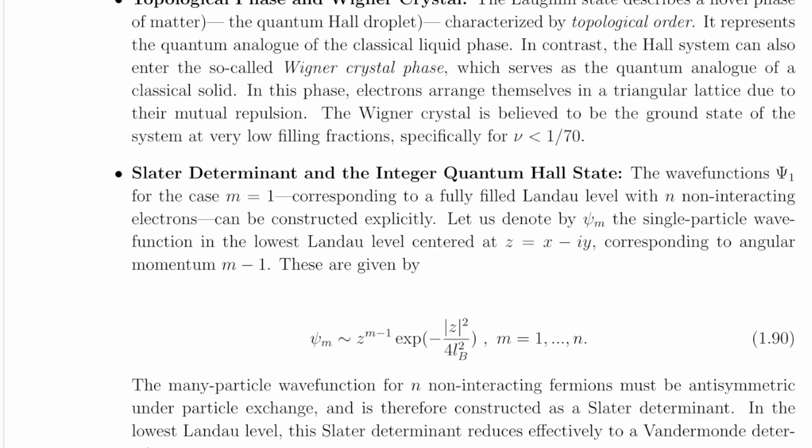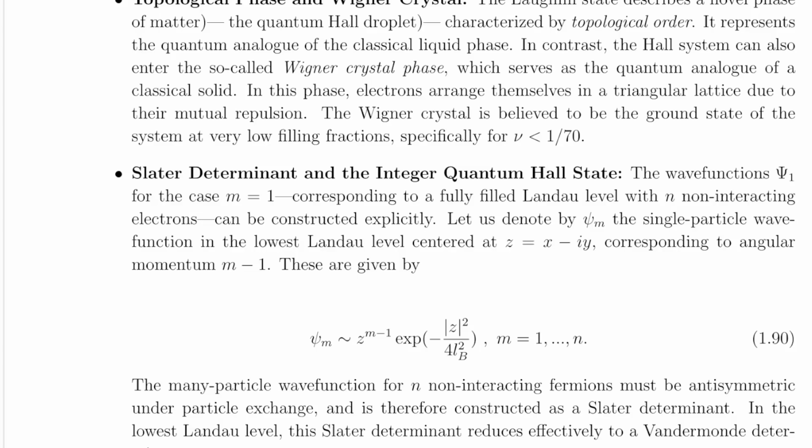At very low filling, below 1 over 70, the fluid becomes unstable. Electrons form a Wigner crystal, arranging into a triangular lattice. The Laughlin liquid and Wigner crystal represent two extremes, a quantum topological fluid and a classical electron solid.